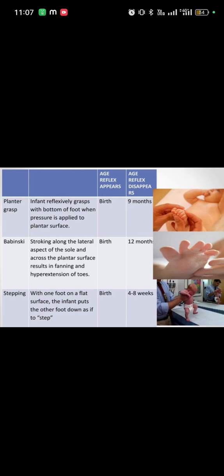Next, the stepping or dancing reflex. When you hold the baby in an upright or standing position and one foot is touched on a flat surface, the baby puts the other foot down as if to step. That is called the stepping reflex. It appears at birth and disappears 4 to 8 weeks after birth.